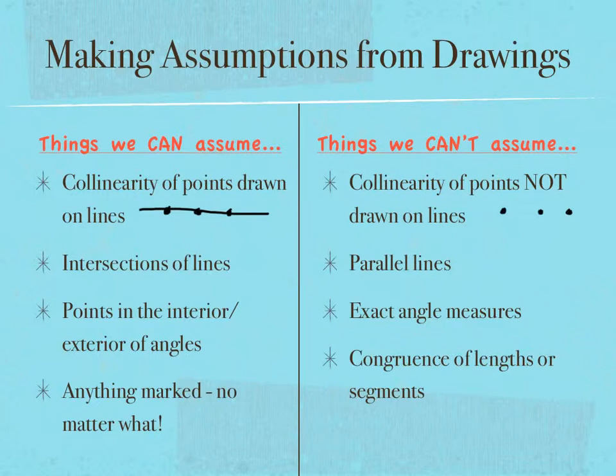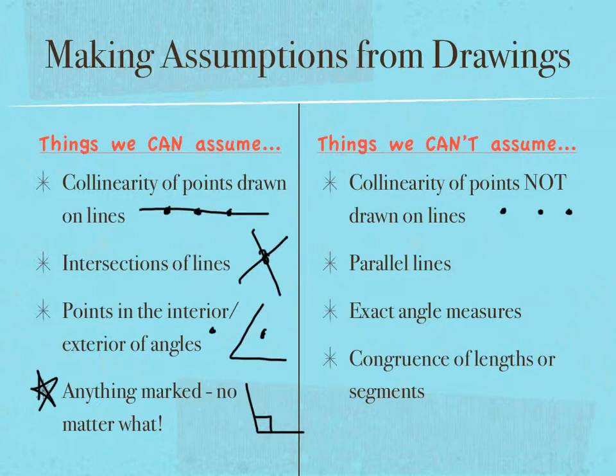If 2 lines intersect, you can assume that these lines intersect right there at that point. Points in the interior or exterior of angles: if you have an angle, you can assume that this point is inside the angle and that this point is outside of the angle. So you can assume whether things are on the inside or outside of things. And anything marked, and this is why I keep my job, if I draw something like this and then mark it like this, what do you have to assume? You have to assume it's 90 degrees, even if it is very clearly not.